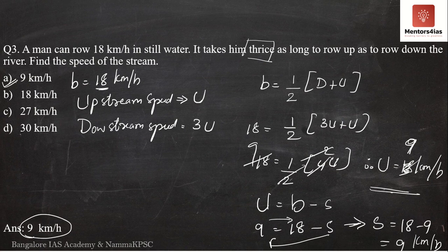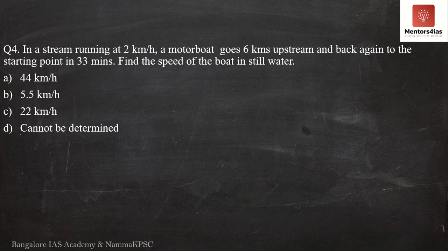So now let's move on to the next question, that is question number 4. What does question number 4 say? Question number 4 says, in a stream running at 2 kilometers per hour, a motorboat goes 6 kilometers upstream and back again to the starting point in 33 minutes. Find the speed of the boat in still water.